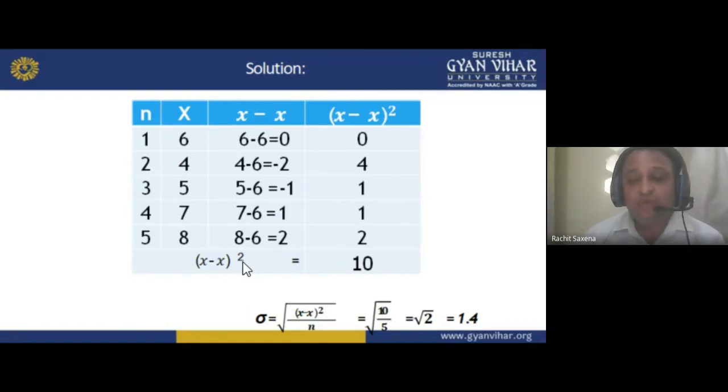So variance is what, my dear student? We divide by how many numbers we have. How many numbers do we have? So we have 10 divided by 5, which gives 2.